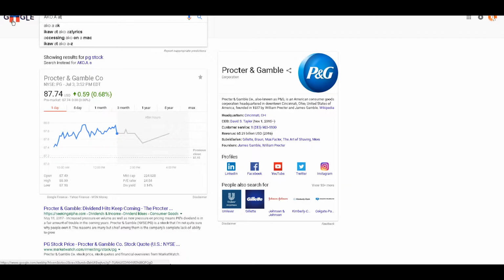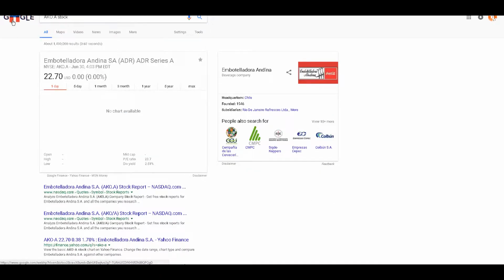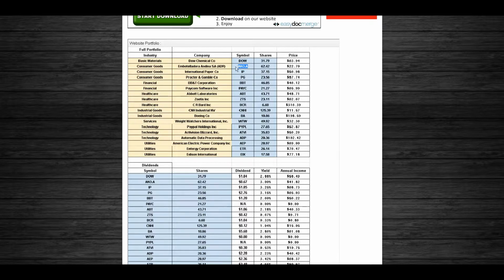AKO stock. Well, it doesn't give me information because this is an international stock. So, anyways, financial. I have BB&T Corporation and Paycom Software. In healthcare, I have Abbott, Zoetis, CR Bard.